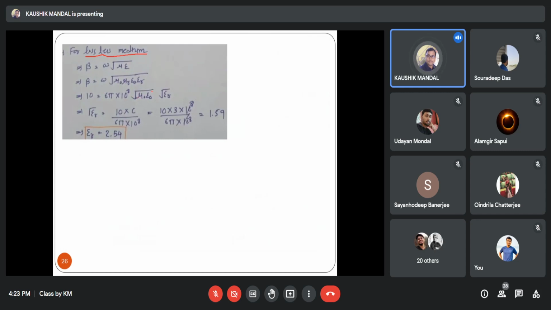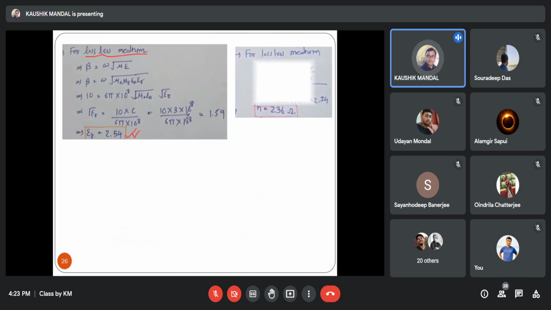So within it becomes root of mu naught into epsilon naught into root of epsilon r. Now root of mu naught into epsilon naught means 1 by c. So root of epsilon r becomes 10 c divided by 6 pi into 10 to the power 8. This one is the 1 by c. If you calculate it, it will be around 2.54. So the dielectric constant is calculated.